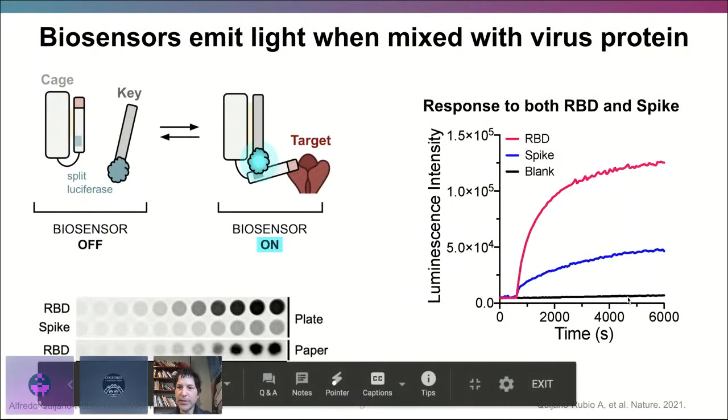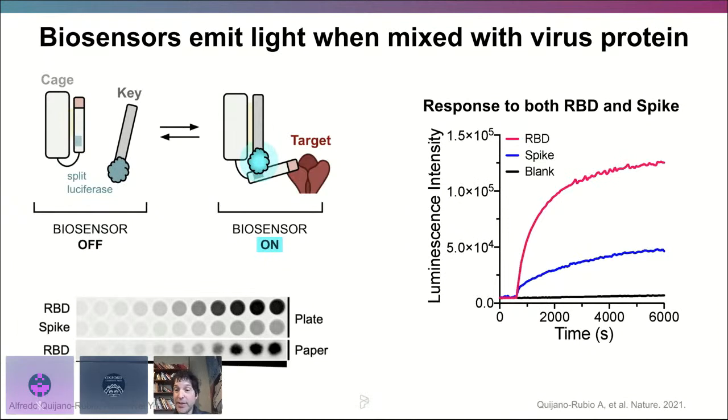And here's what the experimental data look like. The sensor by itself is dark. That's the black line. When we add spike RBD, right around here, you get this rapid increase in luminescence. It's basically like a molecular device. It opens up, and when it opens up, it reconstitutes luciferase activity. And this can work on plates or on paper, as you see below.